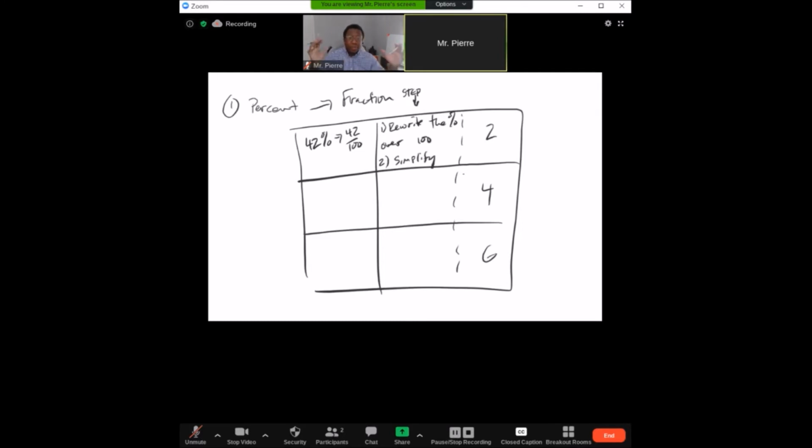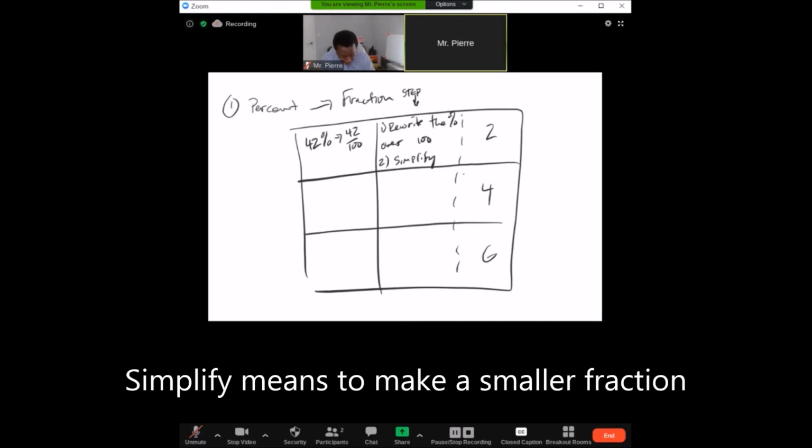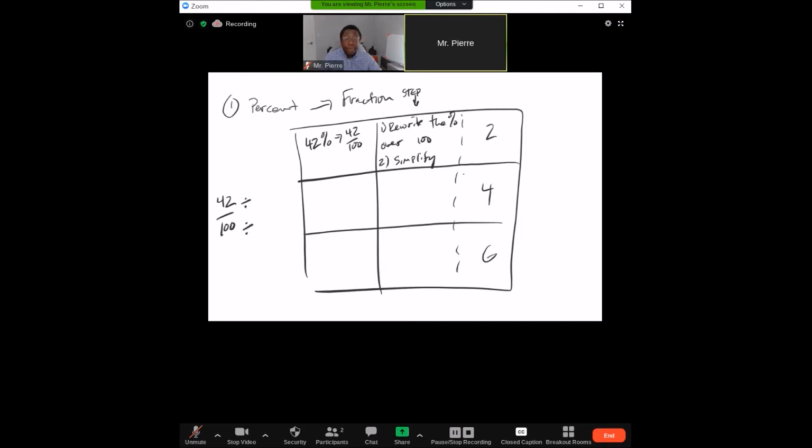And what does simplify mean? Simplify just means to make smaller. And what does that look like? Well, 42 over 100. If we're able to divide both of these numbers by the same factor, just means a number, then we can simplify or make the fraction even smaller. And we actually can. The number that we can divide both of these by is 2. So when we divide both of these by 2, we end up with 21 and 50. So the simplified fraction is 21 over 50.